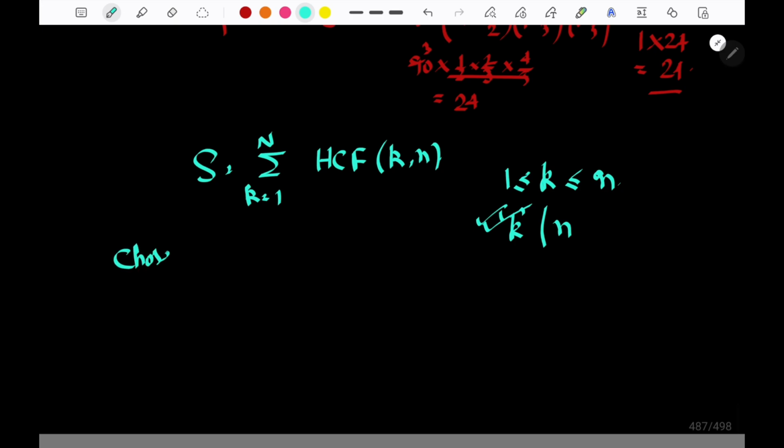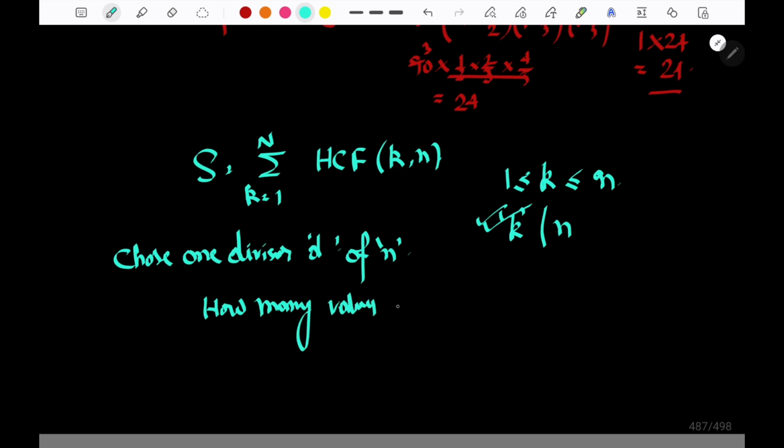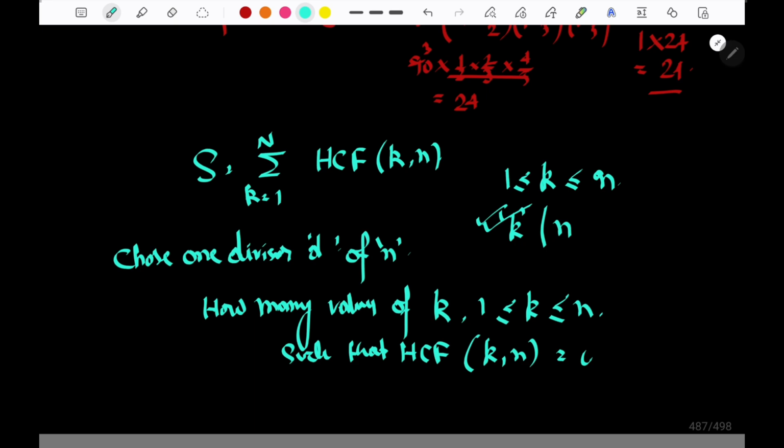Now, choose one divisor d of n. So what we are required to do, we are required to find how many values of k, where k lies from 1 to n, such that HCF of k comma n is equal to d. That is true. That is our objective now.